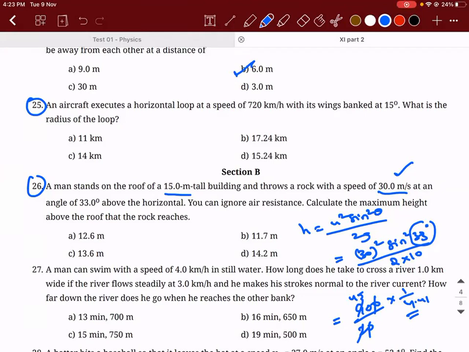Sir, we can't apply the formula directly, right? Because he's throwing it from about 15 meters from the earth. Now, what I did is, since the question asks to calculate the maximum height above the roof that the rock reaches, he's saying above this roof is what they're asking, correct? So I took this as the origin and then started solving. But am I missing something is what I'm thinking.